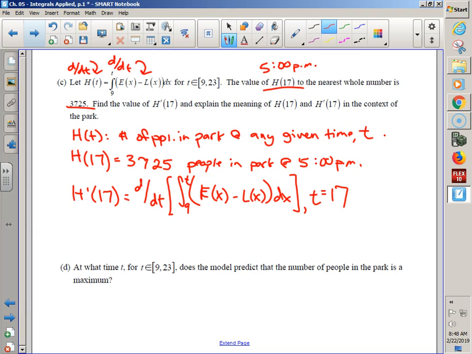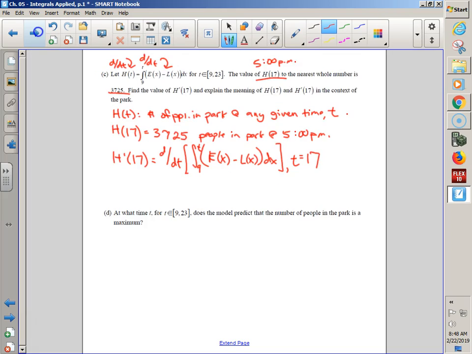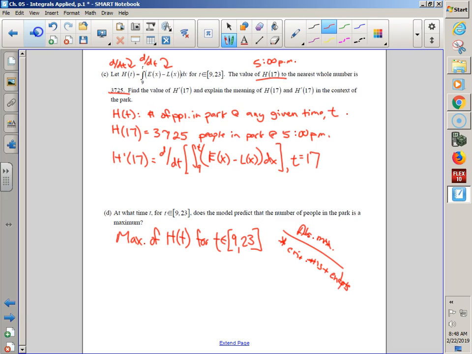Letter D. When are the people in the park at a maximum? A maximum of people in the park. Oh, h is people in the park. Got it. So we want a max of h for t within 9 to 23. Hey, is this something to do with an absolute max? Testing the critical numbers and endpoints? Is that a thing in calculus? Yeah, it is.